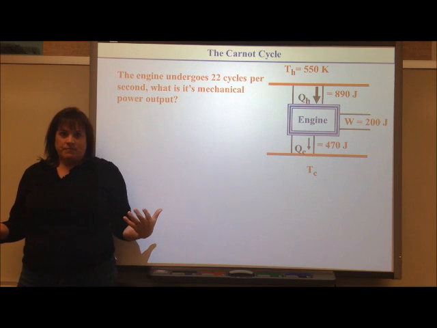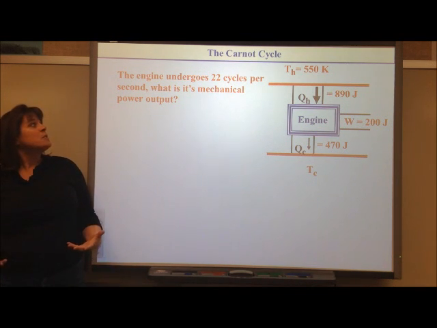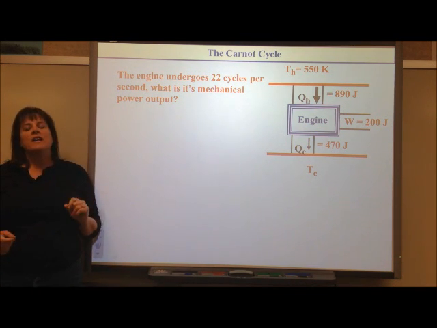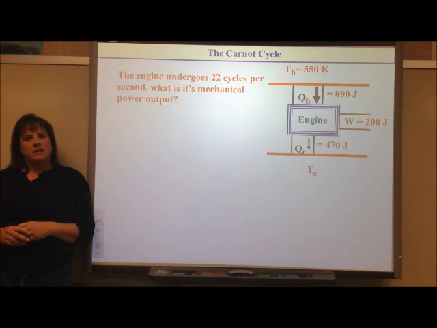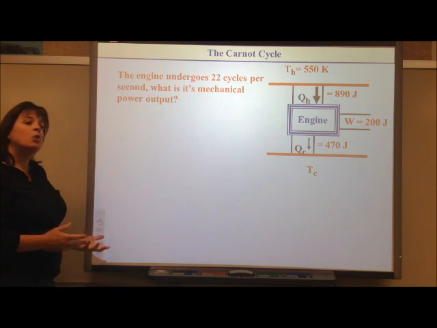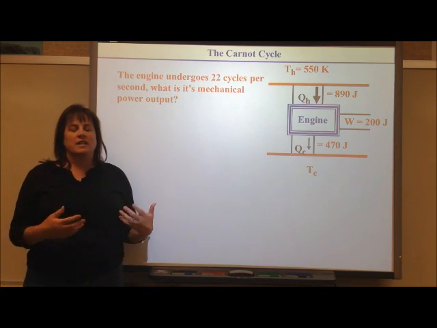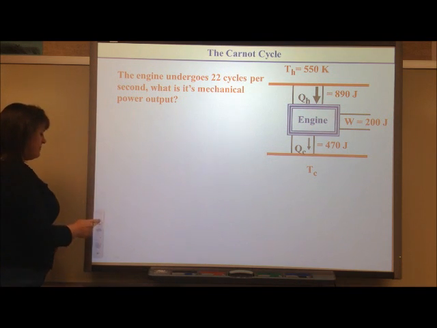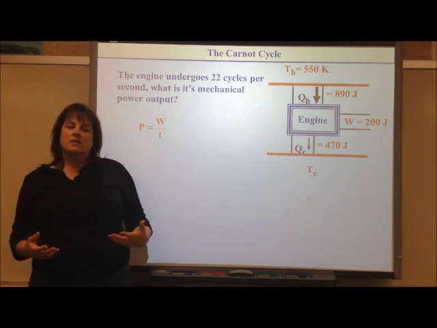If this engine undergoes 22 cycles per second, what is the power output? Well, first you've got to remember, what is power? Remember that power is the rate at which work gets done. Power is work divided by time.